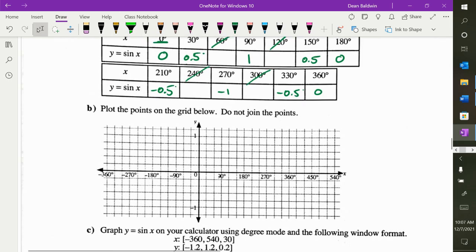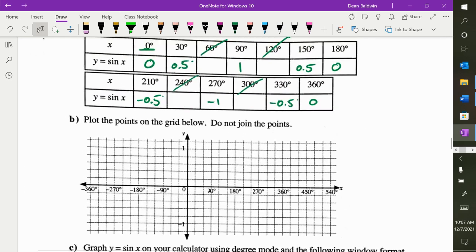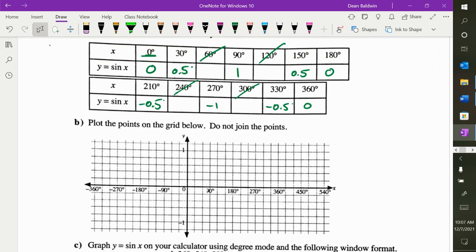So, on the x-axis you have your degrees, on the y-axis you have the value of the function. So, at 0, it's 0. At 30, which is right there, it's 0.5. Which is right there.